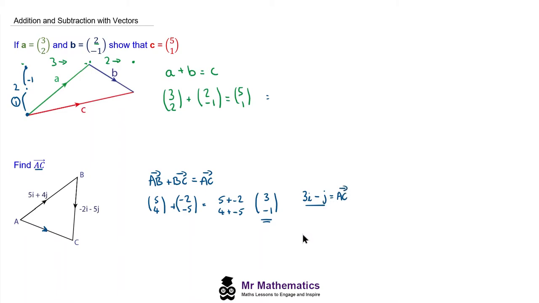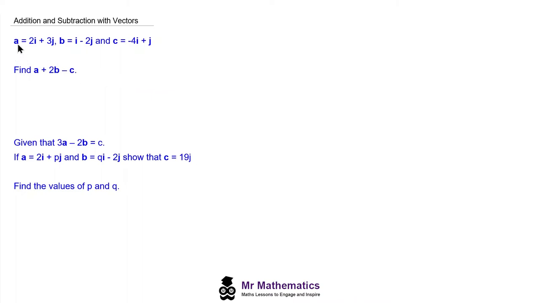Okay, let's move on to another question. So moving on to this question now, we've been told that A is 2i plus 3j, B is i minus 2j, and C is minus 4i plus j. And we've been asked to work out A plus 2B minus C. So to begin with, I'm going to write each of these, A, B, and C, in column vector form. So A will be 2 and 3, both positive. B will be i, which is 1 in the i direction, and then j is minus 2, so 1 and minus 2. And C is minus 4 in the i direction and 1 in the j direction.